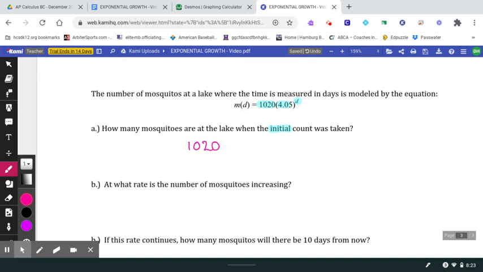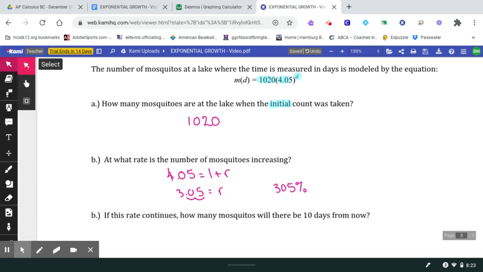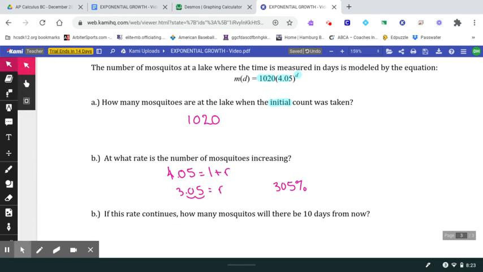At what rate is the number of mosquitoes increasing? We'll take your B value, set it equal to 1 plus R. Subtracting 1, oh my goodness, look at these mosquitoes. If you move that decimal 2 places, they're increasing at a rate of 305%. I'll tell you what, I am not visiting that lake. No way, Jose. Me and mosquitoes do not get along.